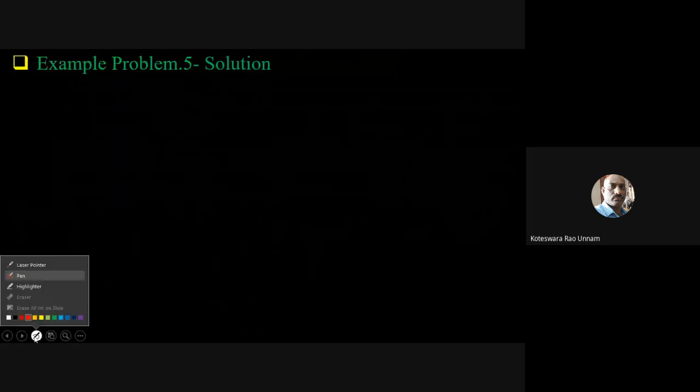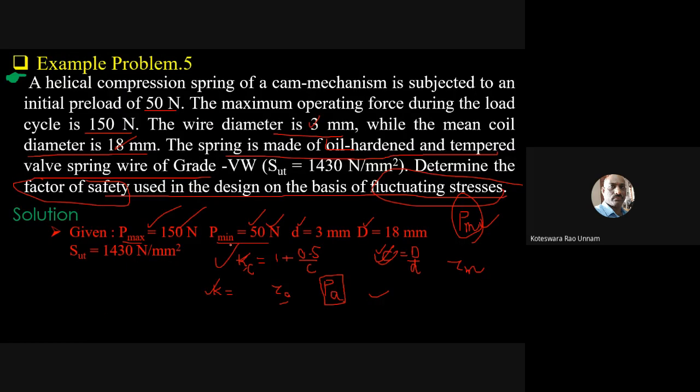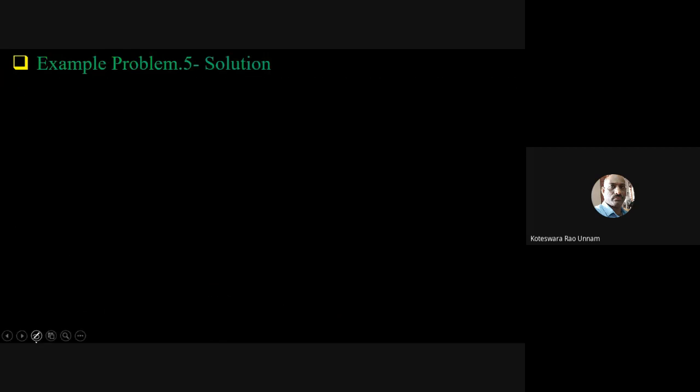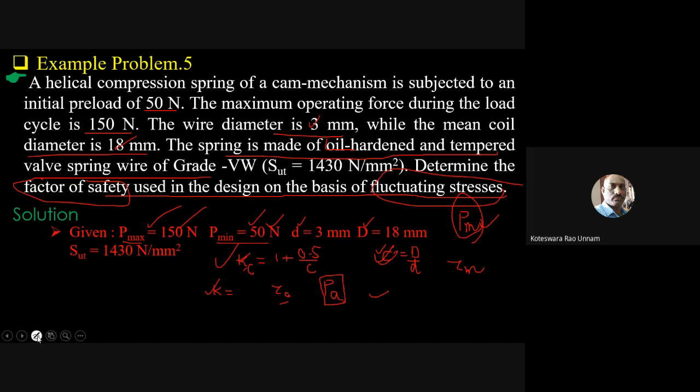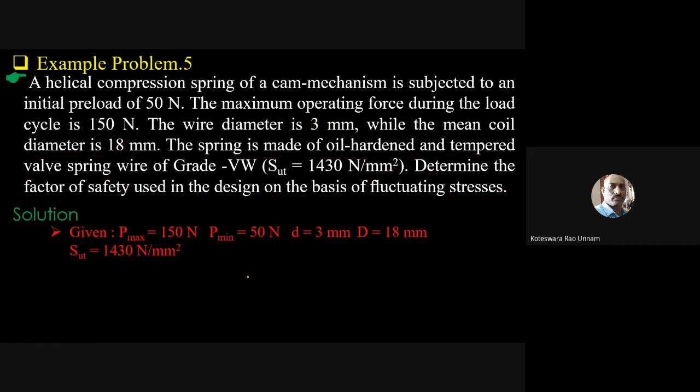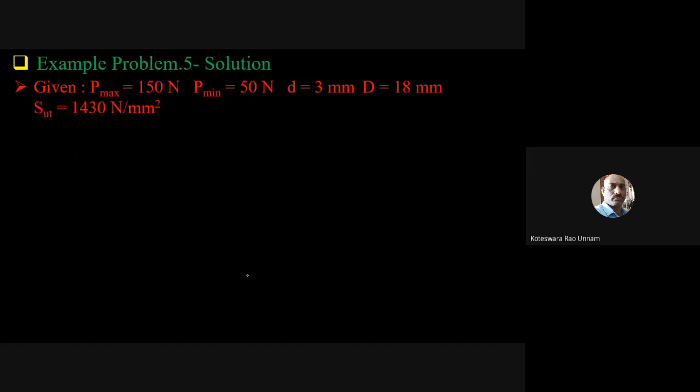Now I'll show you the calculation part also. Coming to the calculation part now, this is the given data. P max is given as 150 newtons, P minimum is given as 50 newtons, wire diameter is given as 3 mm, and mean coil diameter capital D is given as 18 mm. SUT is given as 1430 Newton per mm square. This is the data he has given in the problem.